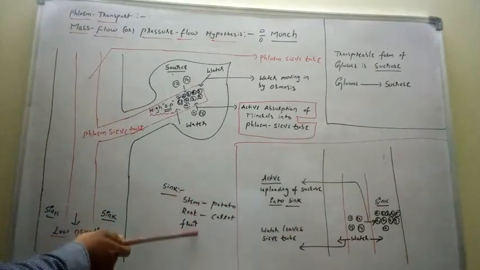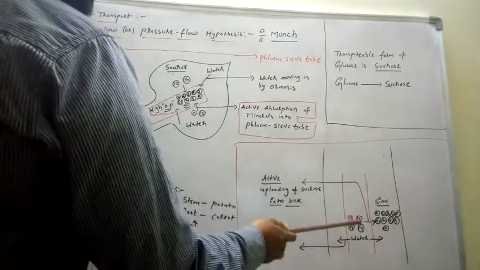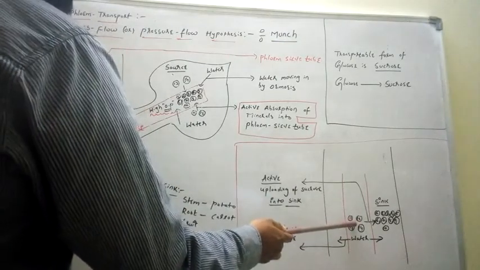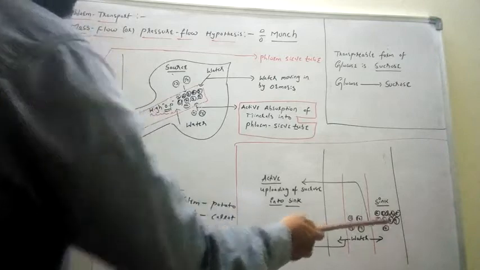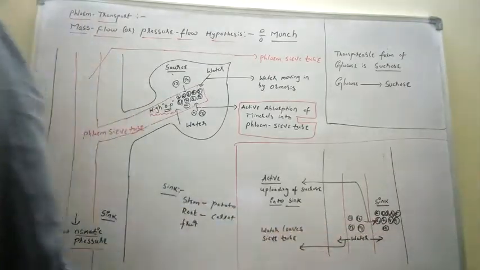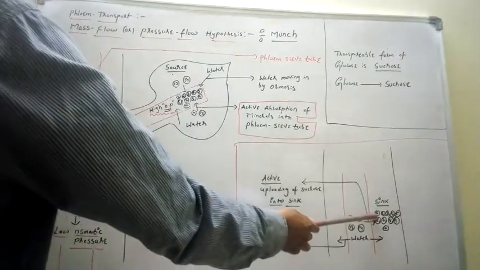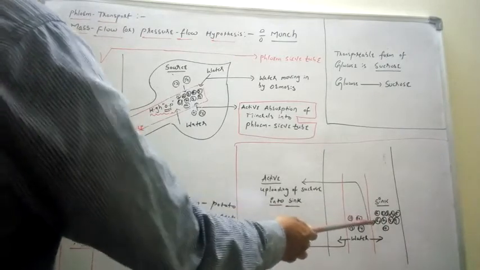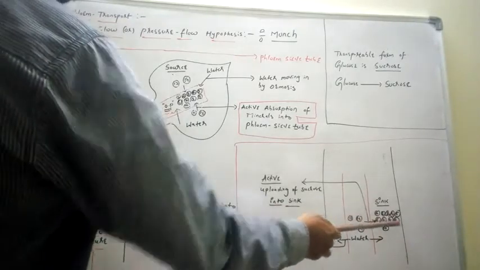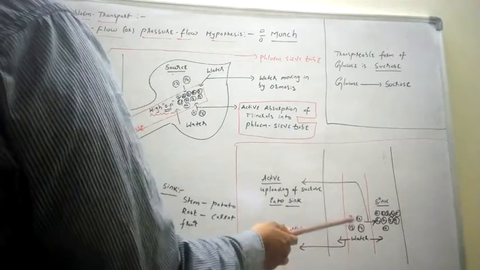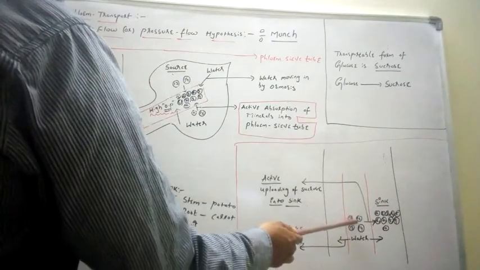Now one by one the sucrose molecules are entering or depositing into the sink region. So first of all, the first sucrose molecule has been transported, second, third, fourth, fifth, sixth, seventh, eighth, ninth, 10th. Now the 11th and 12th want to enter into the sink region.